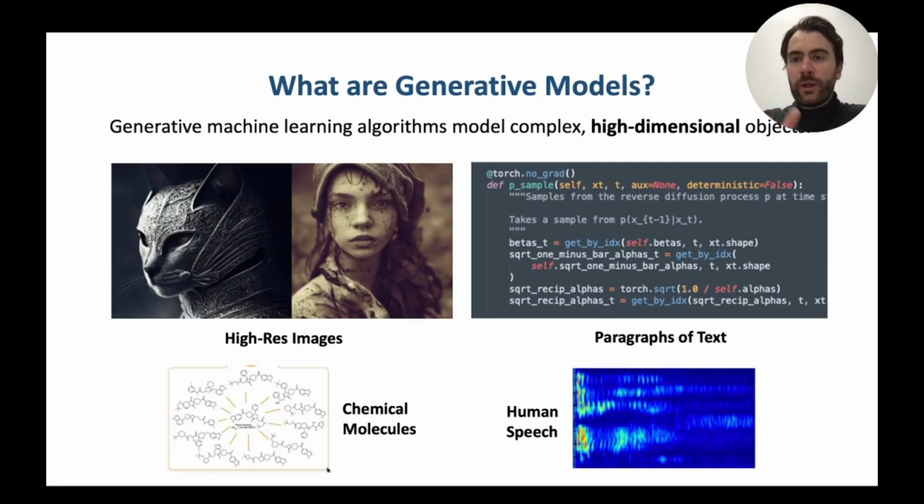What you see in the top left corner is perhaps one of the most common types of data that deep generative models work with. The first example is high resolution images. So you can think of an image as being a very large array of numbers, and a deep generative model tries to model and understand this data, this high dimensional data. And as a result, generative models have capabilities such as being able to generate images.